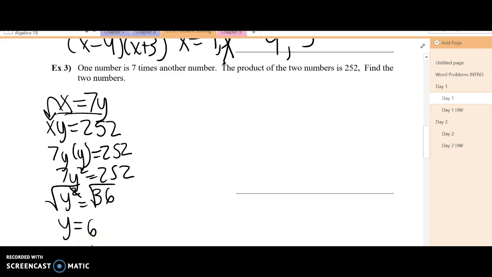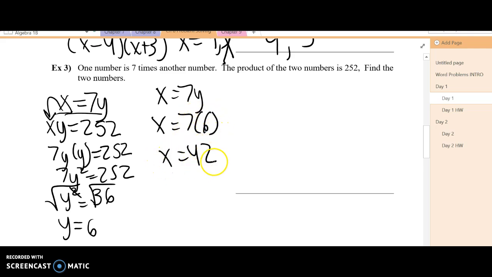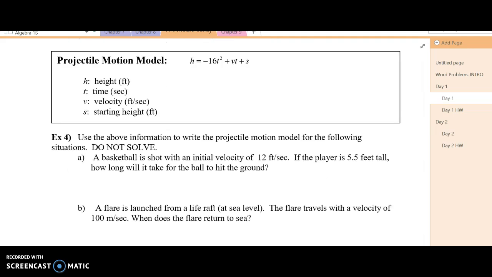Then we have to plug it in to our first equation to solve for x. So we had x equals 7y. So x equals 7 times 6, so we get x equals 42. So our two numbers are 42 and 6. For these next problems, we are only writing the equations and not solving.